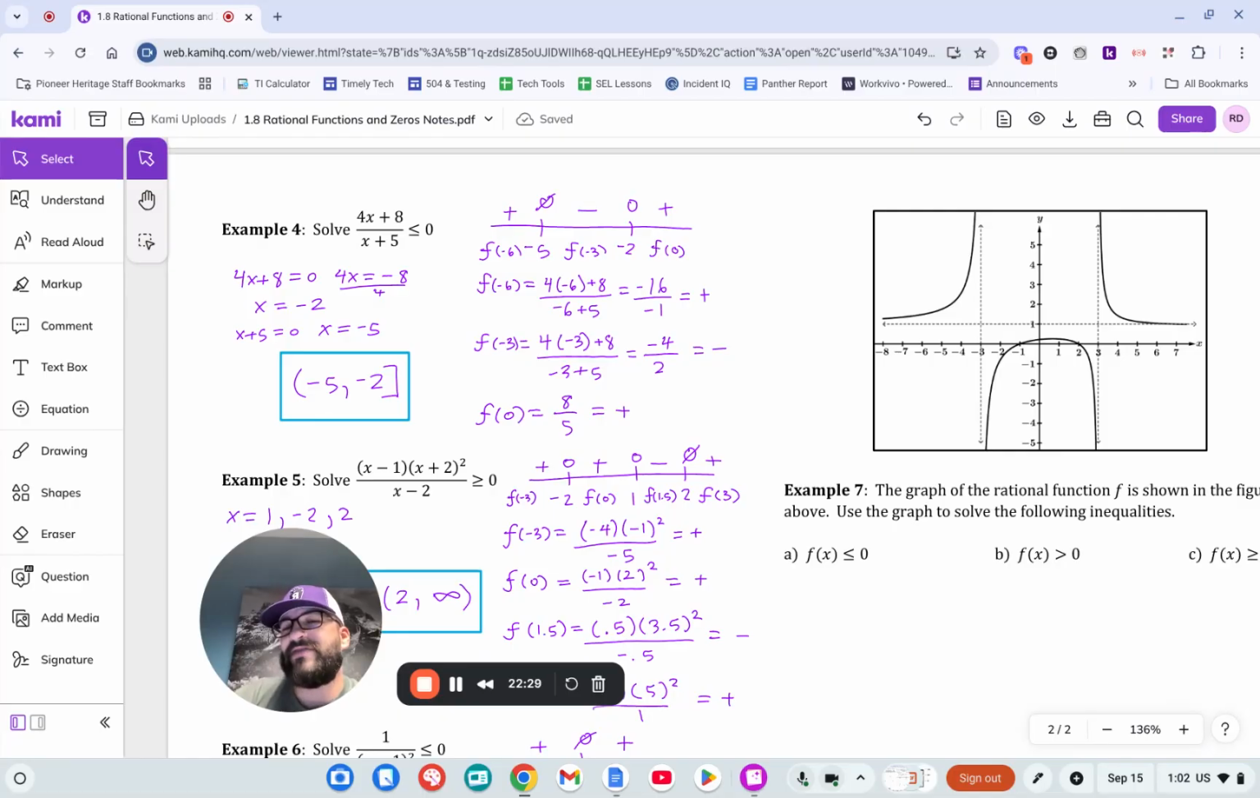Plugging in, we get positive, negative, positive. We're looking for less than or equal to 0, so that's going to be our middle, but we can't include negative 5 because it's undefined. We do want to include negative 2 because it equals 0.